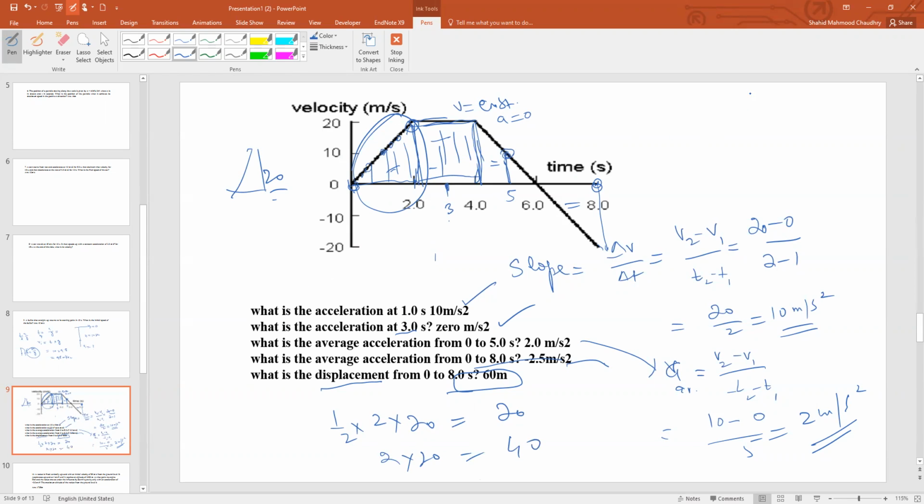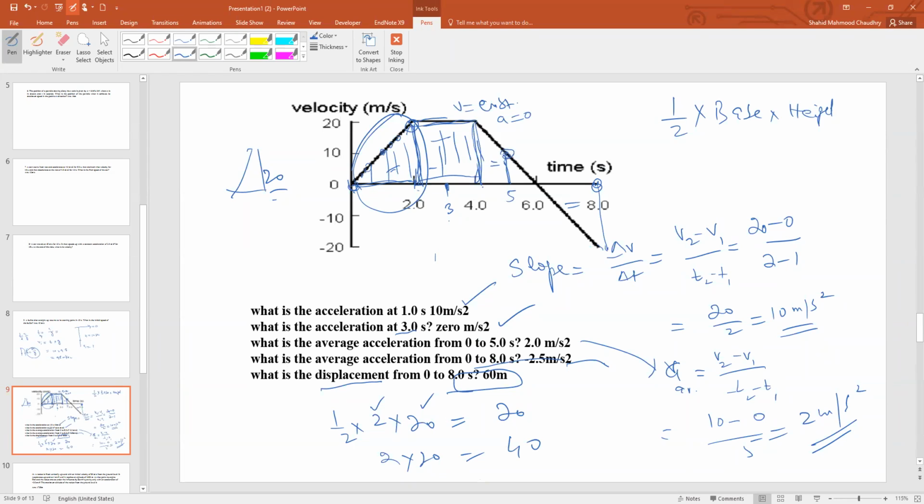You know that the area of a triangle is 1 over 2 base multiplied by height. So base is this one and height is this one. That's why I write this formula: 1 over 2 base into height. And for this one, the length and the breadth. So length is 2 to 4, which is 2, and from here to here it is 20. So length into breadth is 40.